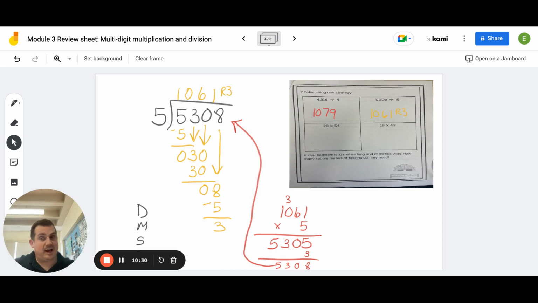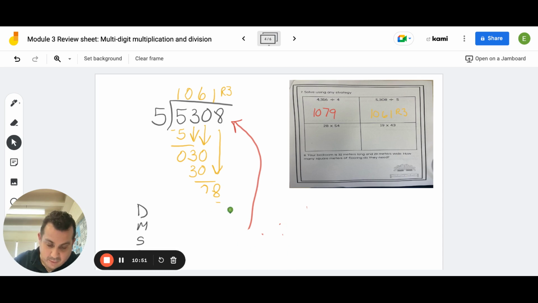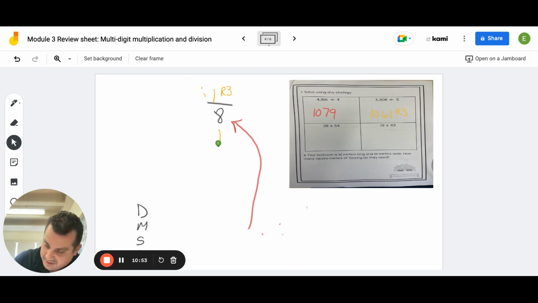Okay? It is a lot of computations. This unit was a lot of computing, multiplication, and division. So now, this is what I was getting to before. Now you'll have your multiplication. So 28 times 54.